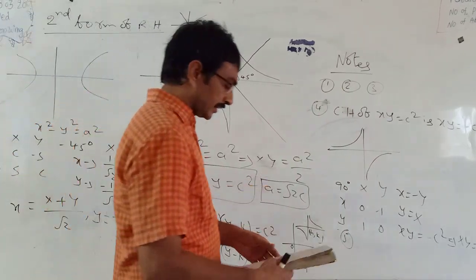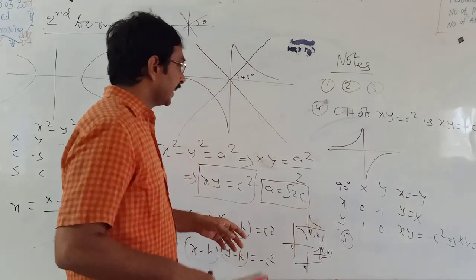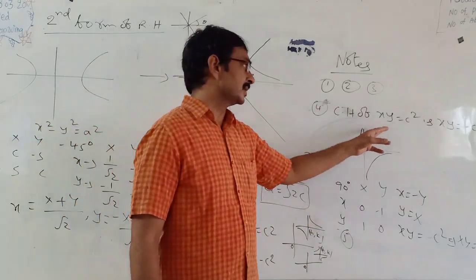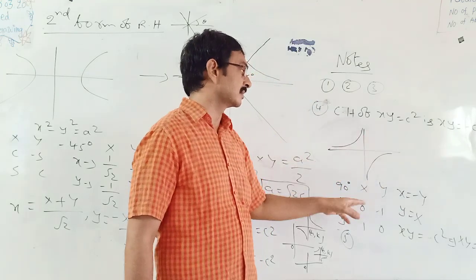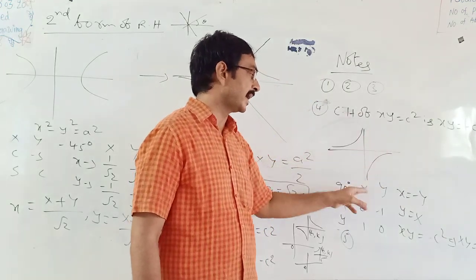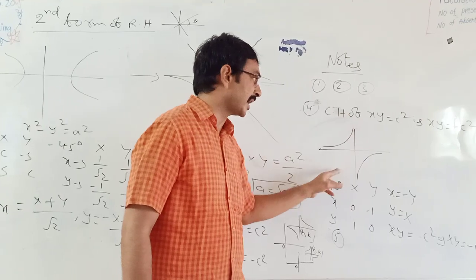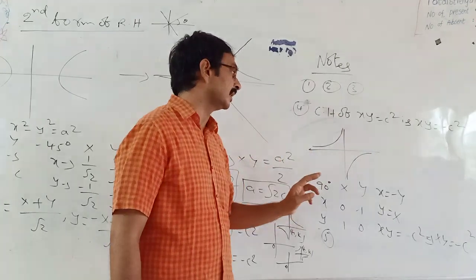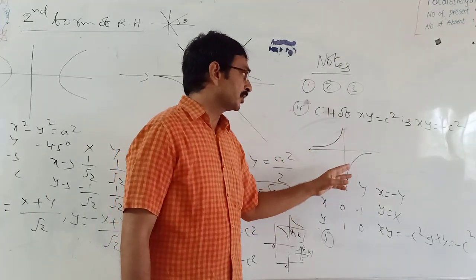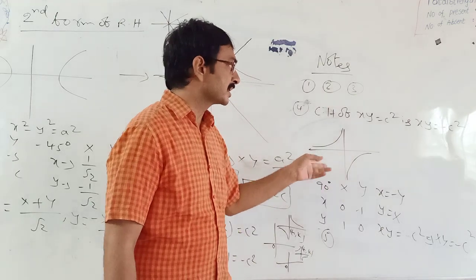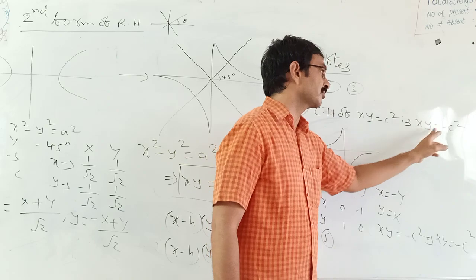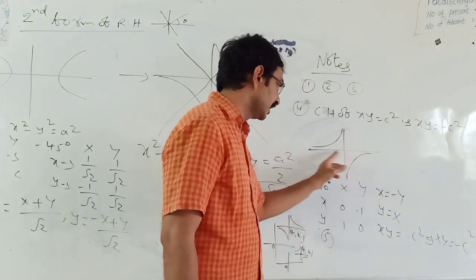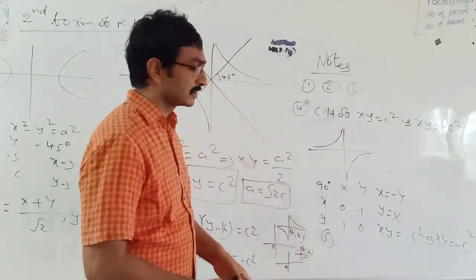So next, the fifth property: the asymptotes of xy equal to minus c square are also the coordinate axes. See clearly, the x-axis and y-axis touch this rectangular hyperbola at the point of infinity. So the asymptotes of the rectangular hyperbola xy equal to minus c square are also the x-axis and y-axis.